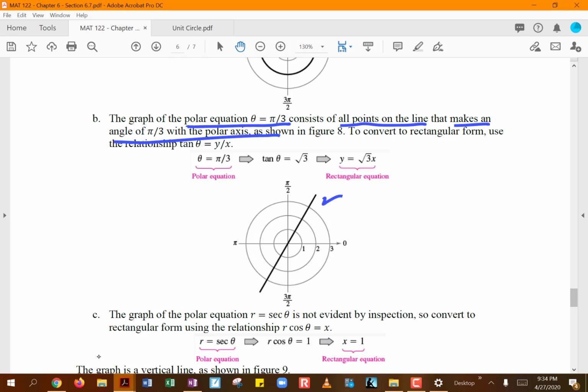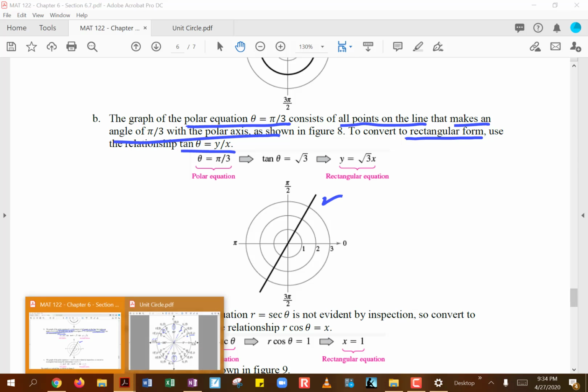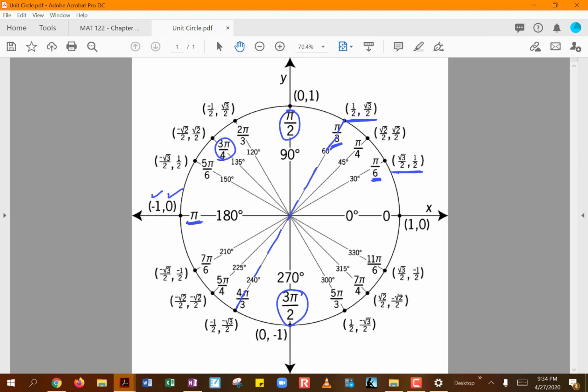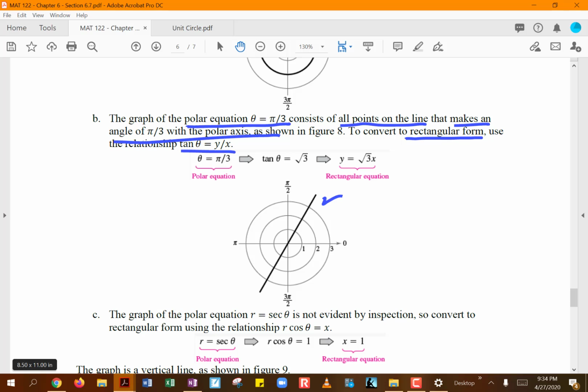And they're saying to convert this to the rectangular form, we need to use that tangent theta equals y over x. So if theta is pi over 3, when you divide sine by cosine, that cleans up into tangent of theta equals square root of 3, and then replace that tangent of theta with y over x using this relationship.